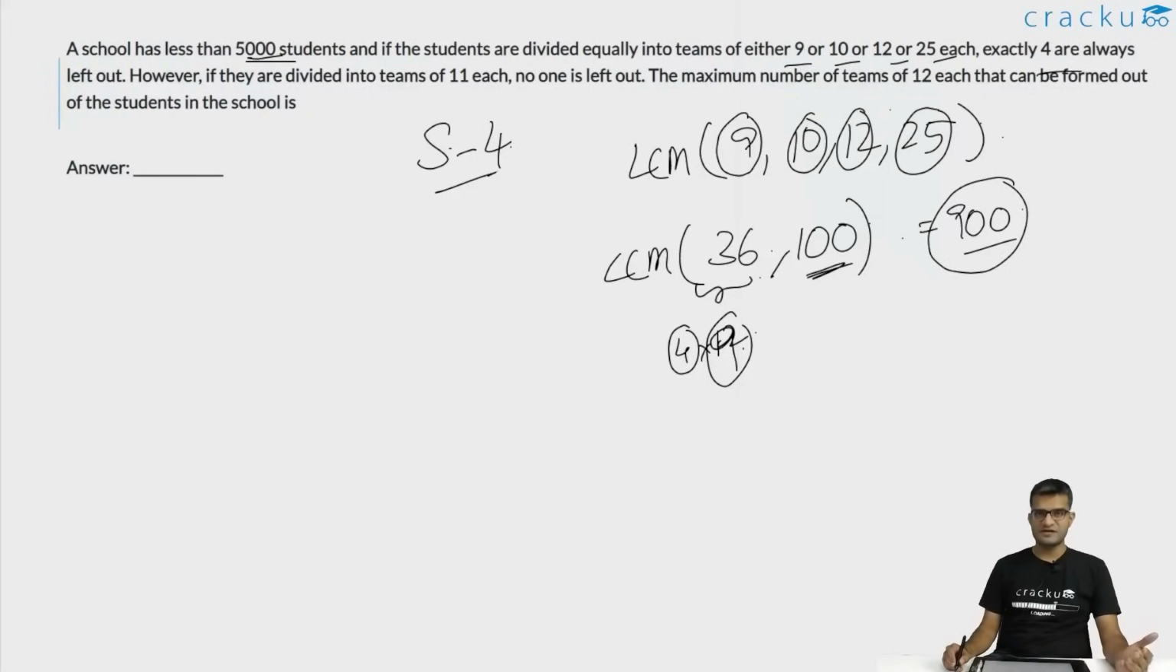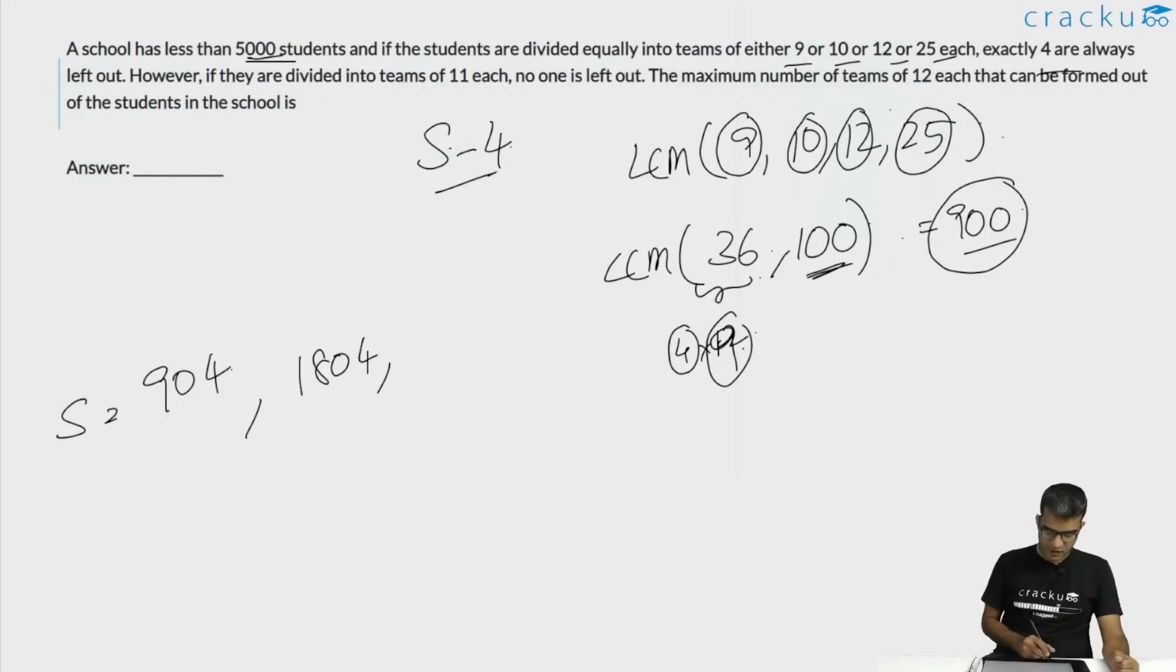So the possible values for S are either 904 or 1804 or 2704 or 3604 or 4504.